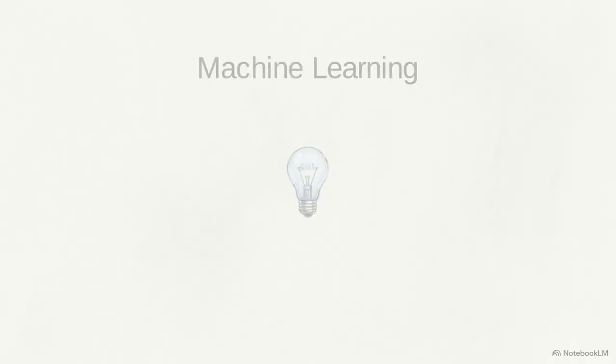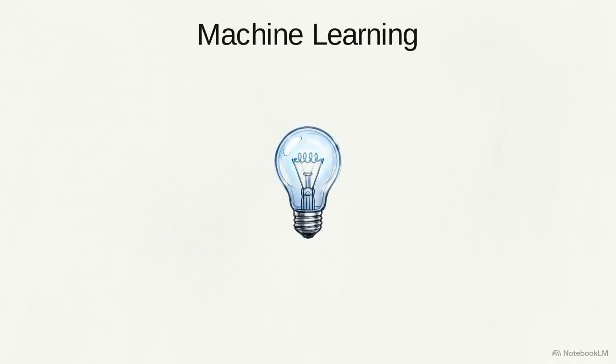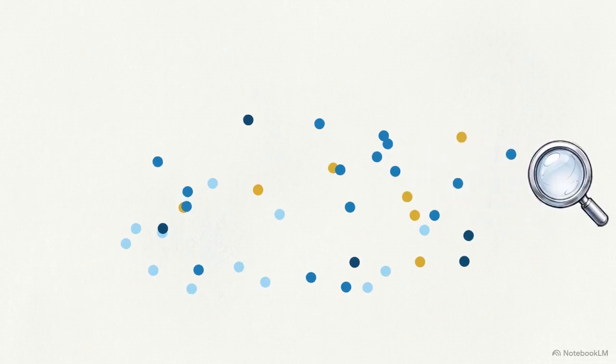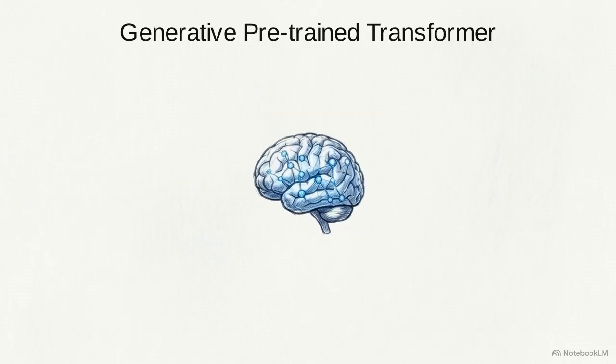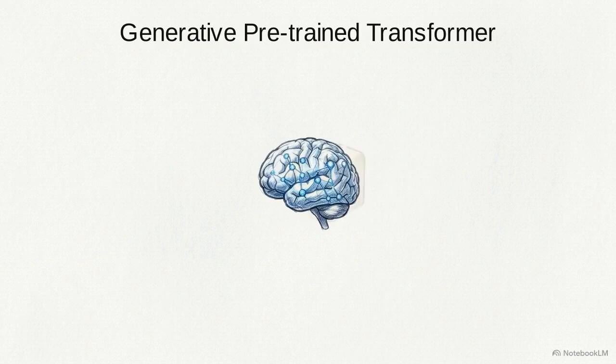To start, we need to look at our equipment. This gear represents machine learning. Normally, we give computers a list of strict rules, but here we're training the computer to look at data and make its own predictions. Then there's the GPT. Think of it as a massive digital brain that has read so much text, it has learned how to guess the very next word in a sentence with incredible accuracy.